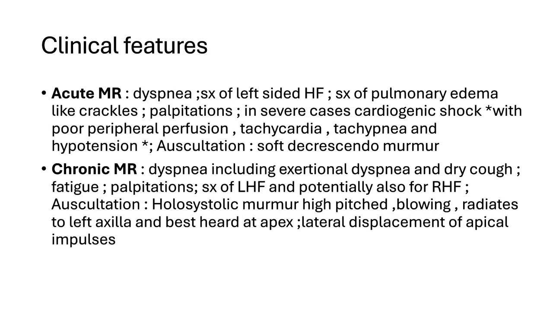Now the clinical features, but before the clinical features, let's talk about some pathology. So what happens in acute mitral regurgitation? It leads to an increase in the left atrial volume with a normal left atrial compliance, and an increase in the left ventricular end-diastolic volume. And this will lead to an increase in the left atrial and the pulmonary pressure, and eventually this pressure leads to pulmonary venous congestion, which presents as pulmonary edema.